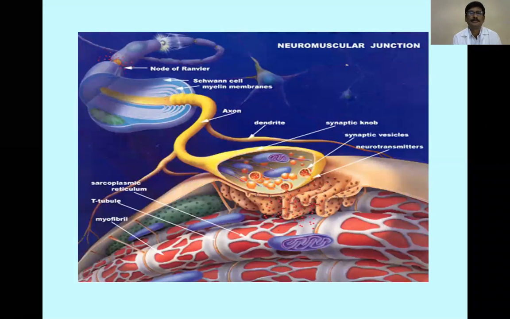Yes. So this is the diagram, a beautiful diagram of neuromuscular junction. What is neuromuscular junction? It is the junction between the neuron as well as the muscle. That is otherwise called the myoneural junction. It is the functional connection between a neuron and a muscle. So you know all this.